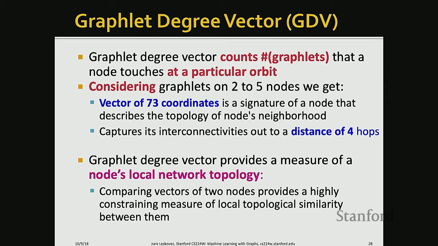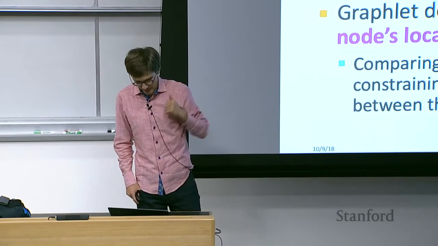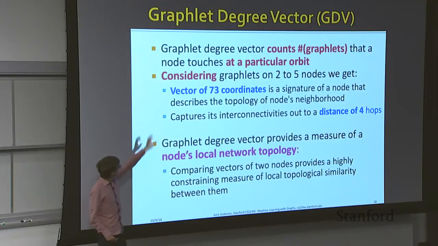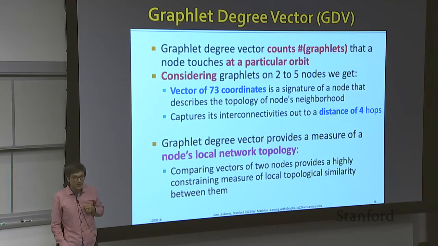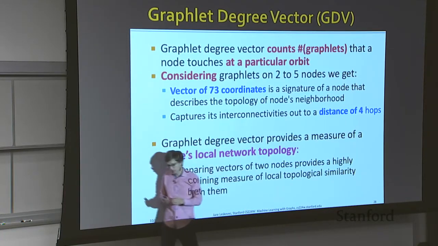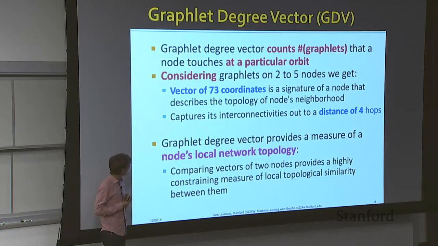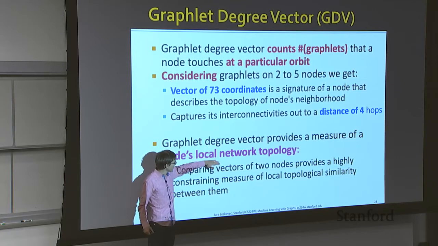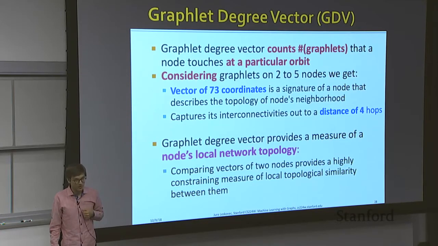And generally what people consider is these graphlets of size 2 to 5 nodes, which means that every node gets described with 73 coordinates, or with a vector of 73 numbers, and this is a signature that essentially tells me in what graphlet at what orbit does a given node participate, and this means that we are essentially describing the structure of the network around the node up to 4 hops away. Essentially this graphlet degree vector provides us a measure or characterization of nodes' local network topology.